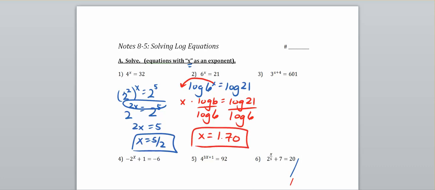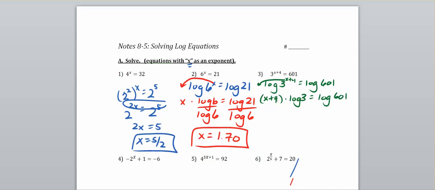But again, number 2, we couldn't use our old method of finding the same bases. We had to take the log of both sides. Now let's go to number 3. Number 3, if my exponent is already isolated, meaning my base is to the power, I can go ahead and take the log of both sides. So let's take the log of 3 raised to the x plus 4 is equal to log of 601. Again, the purpose of this is to take this exponent and put it out front. So now I'm left with x plus 4 times log of 3 equals log of 601.